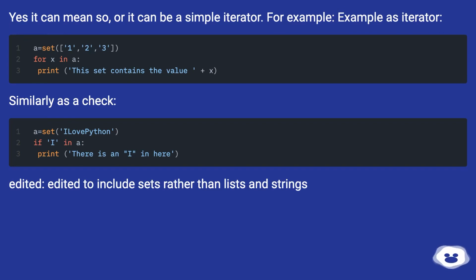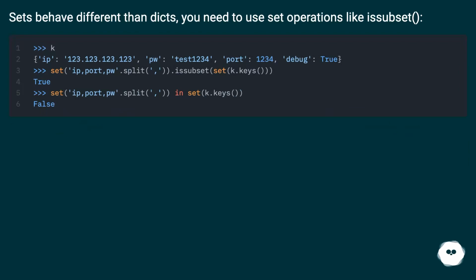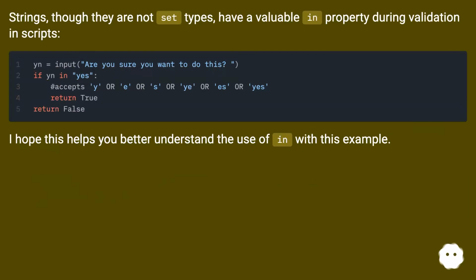Edited to include sets rather than lists and strings. Sets behave differently than dicts. You need to use set operations like issubset. Strings, though they are not set types, have a valuable in property during validation in scripts. I hope this helps you better understand the use of in with this example.